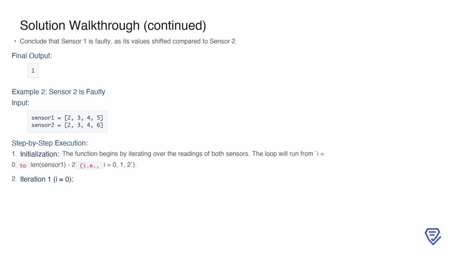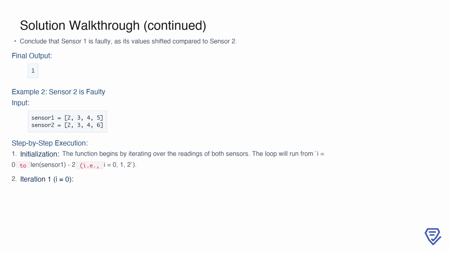After confirming the fault in sensor 1, the function outputs the value 1, indicating that sensor 1 is the problematic one. Now, we move to the second example, where the issue lies with sensor 2. The algorithm begins by iterating through the input readings of both sensors. In the first iteration, the values at index 0, 2 for both sensors are equal, so the loop continues uninterrupted.